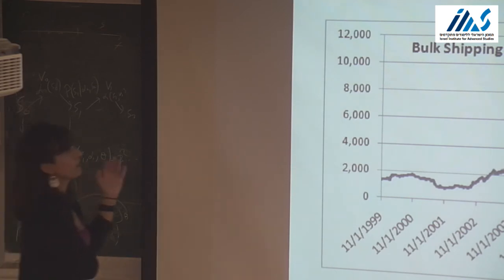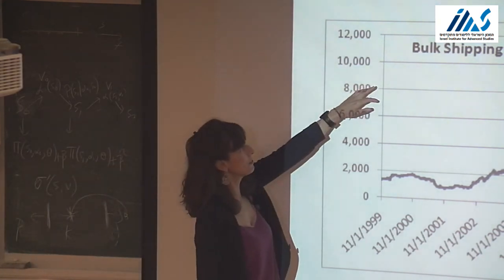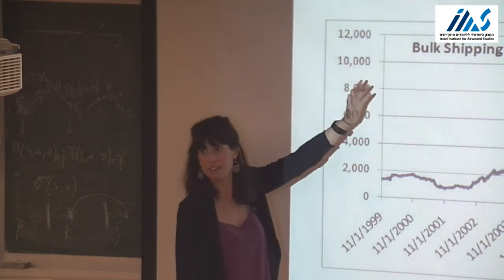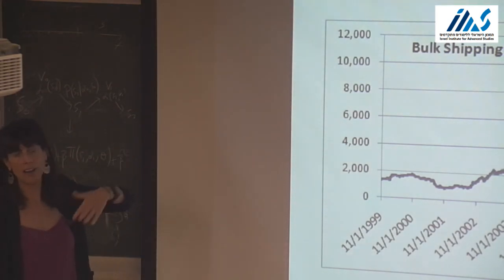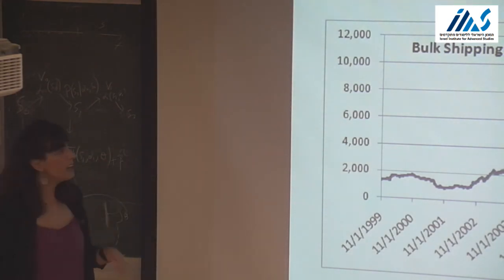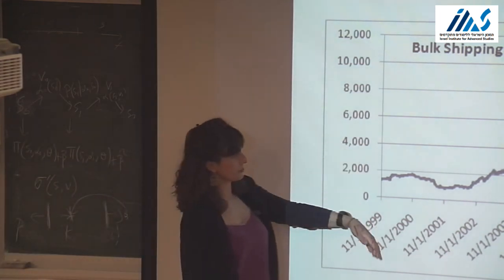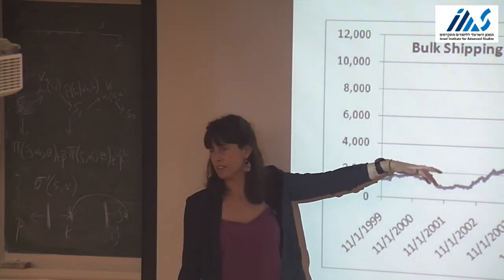You may be familiar with the so-called BDI. So this is the Baltic Dry Index, which is basically an average of spot prices to hire a ship to transport your goods. And what you can see here is basically the substantial volatility that these prices exhibit.